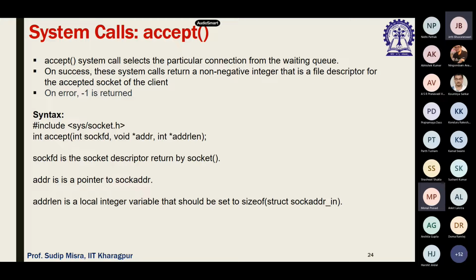Then what happens? A connection request is sent by the client to the server. The server has to accept, right? So this accept system call will select a particular connection from the waiting queue. One of them it is going to take up. Maybe the first one that has come, it will take up the first one. Okay, on success of the execution of this function, the system call returns a non-negative integer that is a file descriptor for the accepted socket of the client. And if there is an error, -1 is returned.